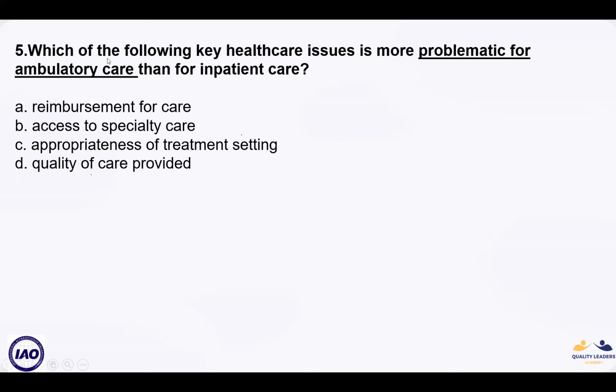Now, coming to the fifth question, which of the following key healthcare issues is more problematic for ambulatory care than for inpatient care? So here it's asking which key healthcare issue is more problematic in the outpatient or ambulatory care setting when compared to hospitals or inpatient care. Think about outpatient care: it struggles more with which issue compared to hospital stays. That's as simple as that.